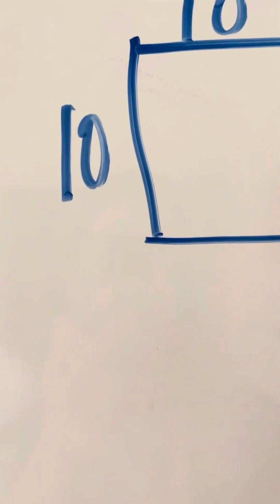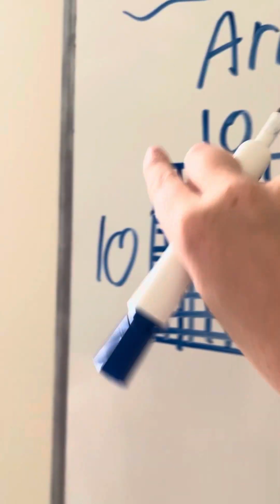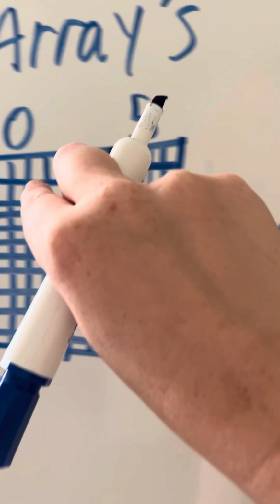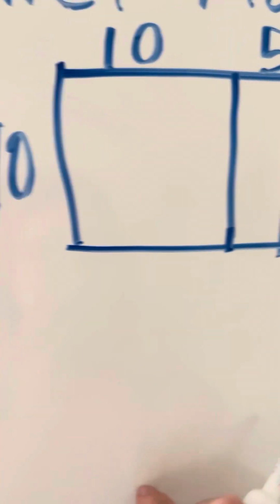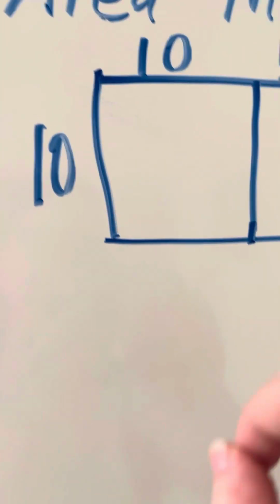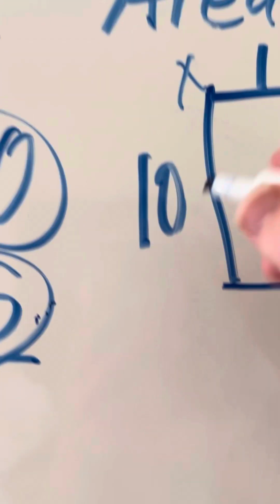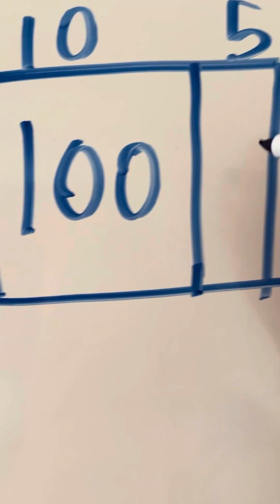So I always tell my students, look, as soon as you get the array, just use the area model, because they're the same exact thing. Just one has a grid, one does not. So now I just multiply. 10 times 10 is 100. And then 10 times 5 is 50.